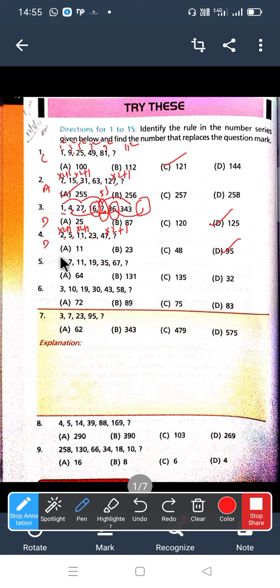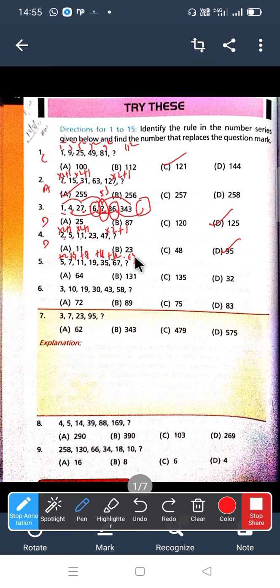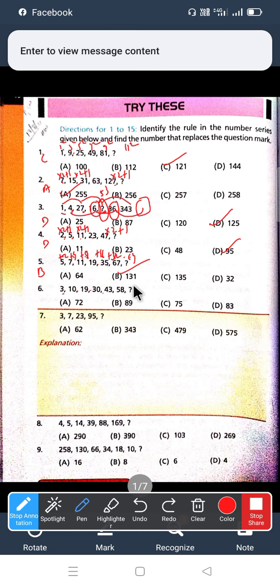Fifth one, 5, 7, 11, 19, 35, 67. If you observe, it is plus 2, plus 4, plus 8, plus 16, plus 32. That means 2 into 2 into 2 into 2 into 2 into 2, that means 64 should be added. For 67, 64 should be added. If you add 64 to 67, your answer is 131. Option B.